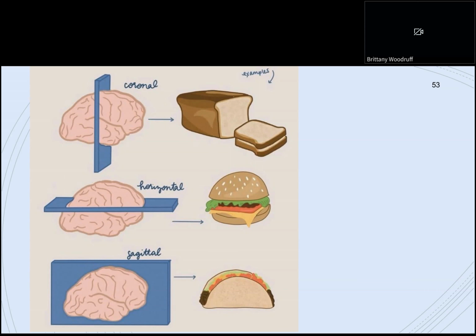So your coronal plane, you can think of it like sliced bread. It goes right down the front of the loaf. Horizontal plane, hamburger bun, and then sagittal plane.